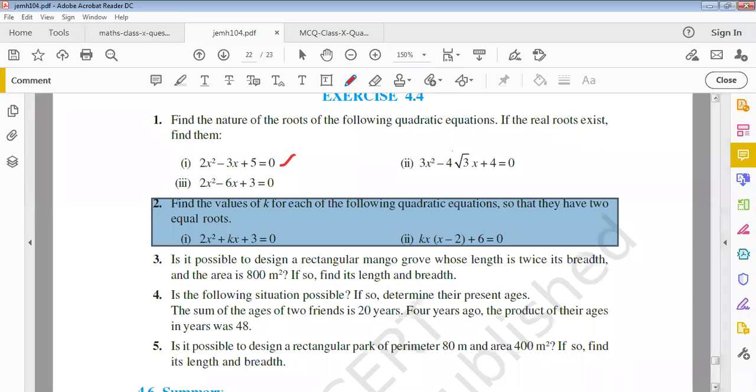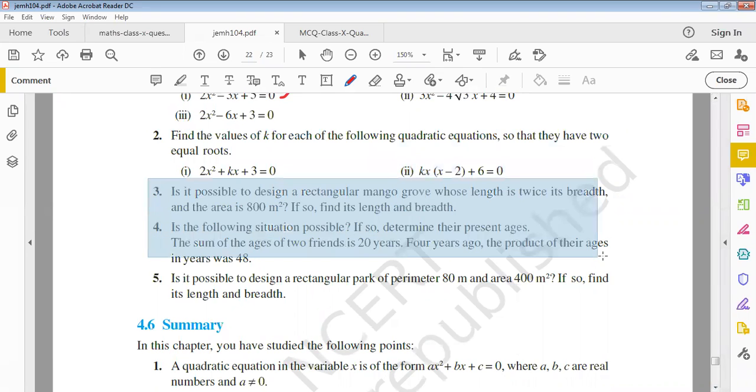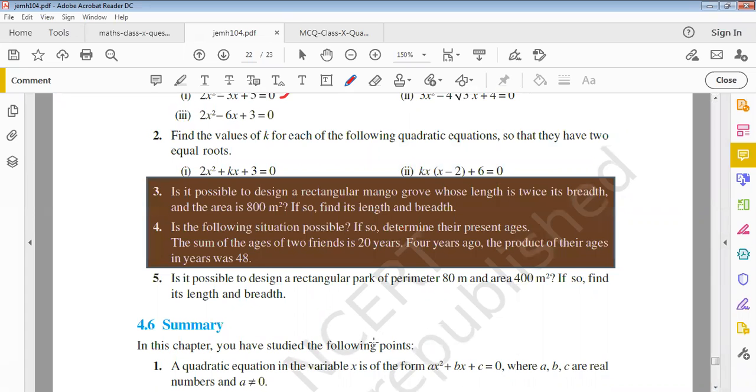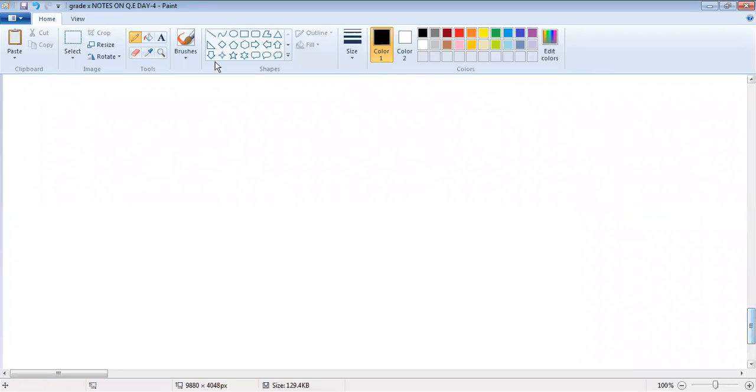Now coming back to this content. Is it possible to design a rectangular mango grove whose length is twice its breadth? Okay, I'll help you with one or two questions. Another question you are supposed to do yourself. These two I'll do. The first question.